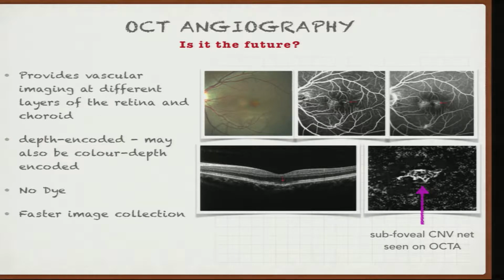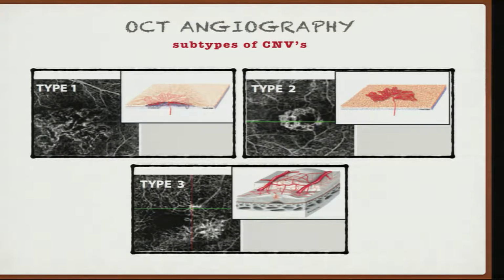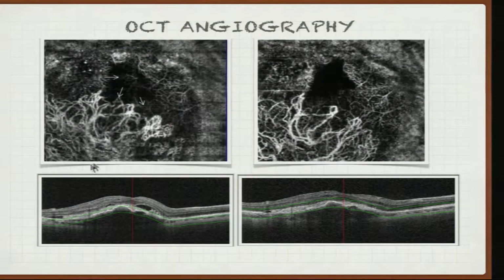It can provide a more detailed vascular evaluation at different levels of the retina. It's depth encoded, there's no dye needed, and there's very fast image collection. Of course, we can subtype all the CNVs, type 1, type 2, type 3. We are still learning. We have not reached the mastery that we have with OCT. These are the fibrillary network during active disease, and this is the disappearance of the network after treatment.